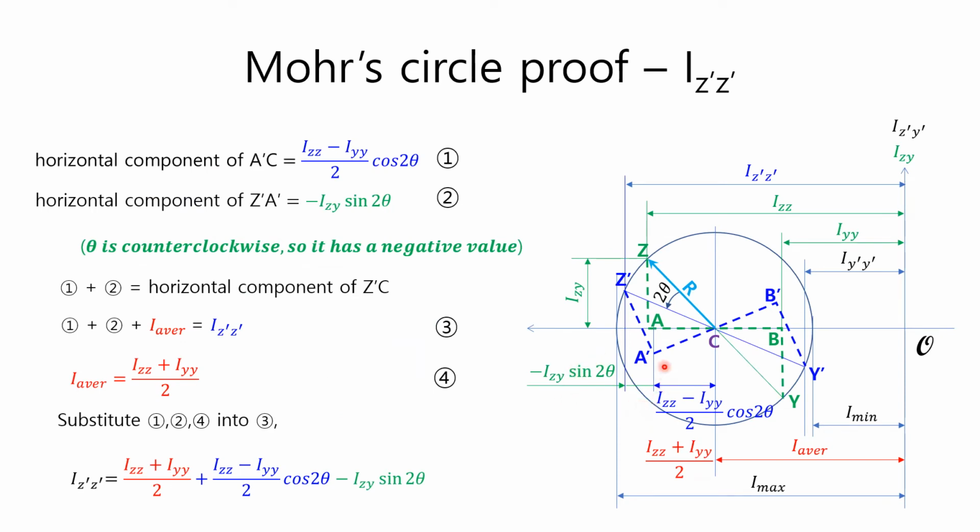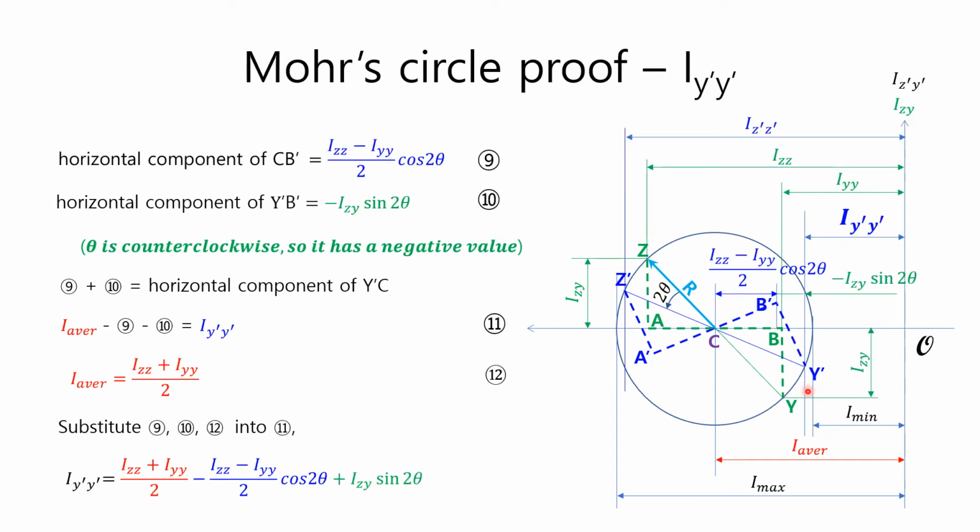Therefore, if we add the horizontal component of A prime C of equation 1, the horizontal component of Z prime A prime of equation 2, and the average value I average of equation 4 altogether, we can get the Iz prime as expressed in the equation 3. This geometrically proves that we can find the Iz prime we need to know using the known values Iz, Iy, and Iz'y.